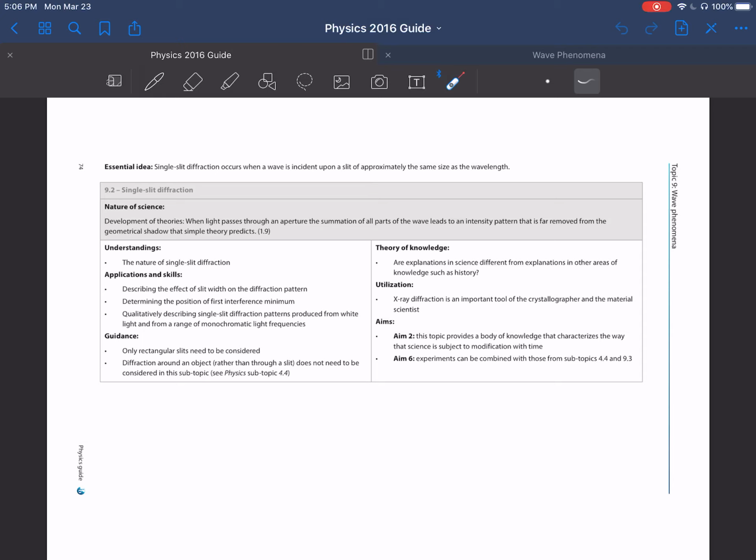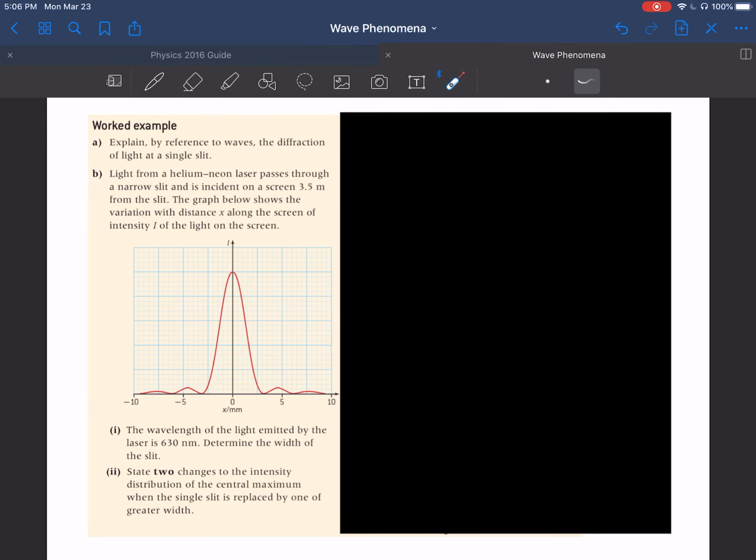Hello all. In this examples video, we will look at an example in single slit diffraction. Our first question asks us to explain, by reference to waves, the diffraction of light at a single slit. I'll pause now so that if you would like to, you can attempt this question.